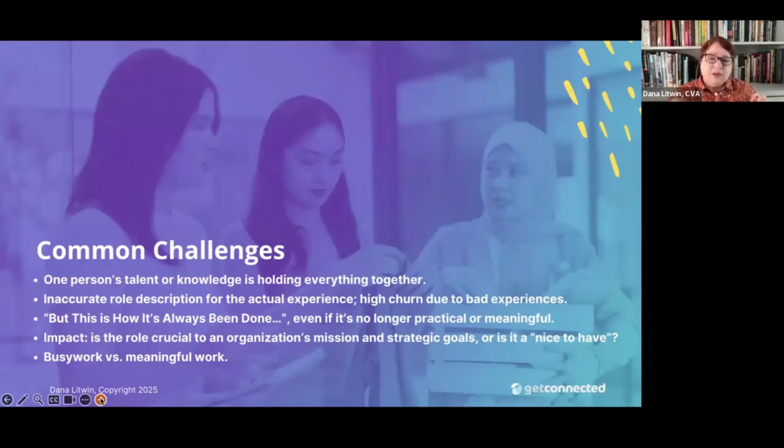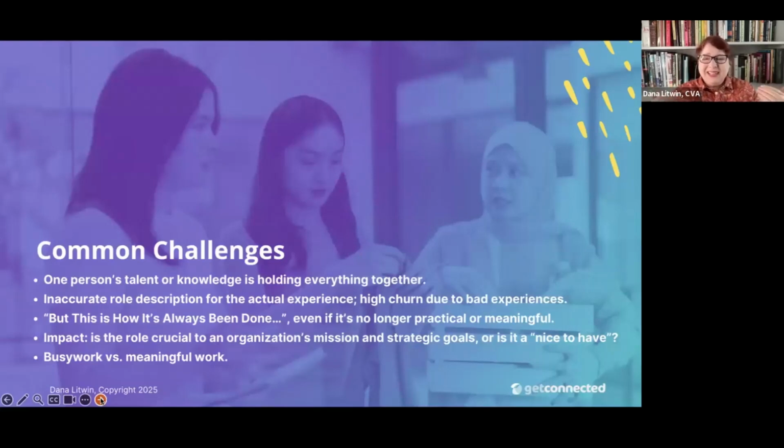And most importantly, and this is the stuff you can ideally use your volunteer management software to tie into, is the role crucial to the organization's mission and strategic goals, or is it a nice to have? It doesn't mean you get rid of the nice to haves, but you want to understand how much resources, energy, and time is going into certain roles. They may not be adding value to the community or having the impact that you think they're having when you really take a look and analyze it.